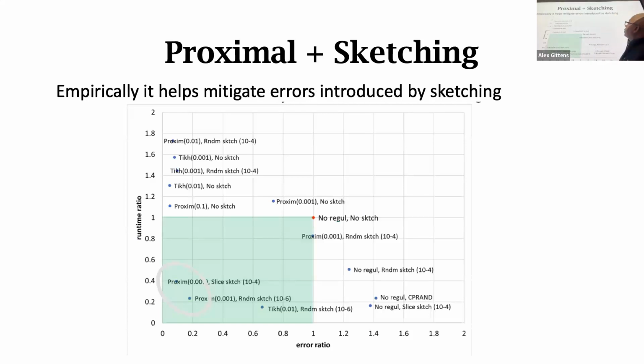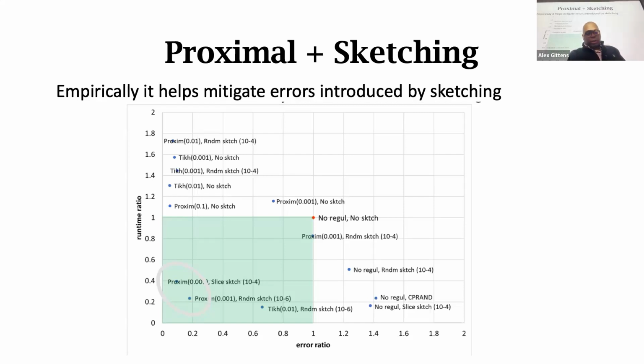Also, we observed in some previous work that adding that proximal regularization helps mitigate any error you might get from sketching. So here we're plotting the error, which is just the least squares error ratio of algorithms compared to standard ALS. And we're also plotting the ratio of their run times. So this green area is where the error is lower than standard ALS and the runtime is less than standard ALS. So that's kind of the goal. And you can see here that combining proximal algorithms with sketching takes us into that nice regime.